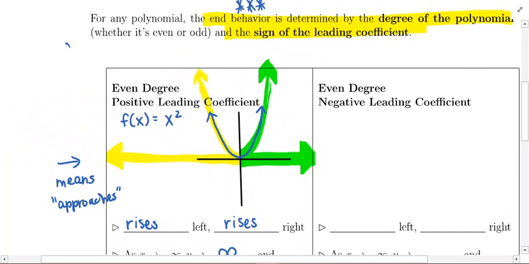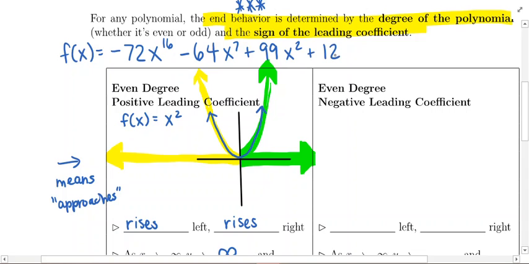So say you were given the polynomial function, I don't know, negative 72x to the 16th minus 64x to the 7th plus 99x squared plus 12. You can tell I made that up. So when you look at this, the first thing you're going to do is look at the degree. The highest power of x here is 16. And oops, I made a mistake. Let's make this 72. If you look at the leading coefficient, it's positive. It's positive 72 because I changed it from negative 72.